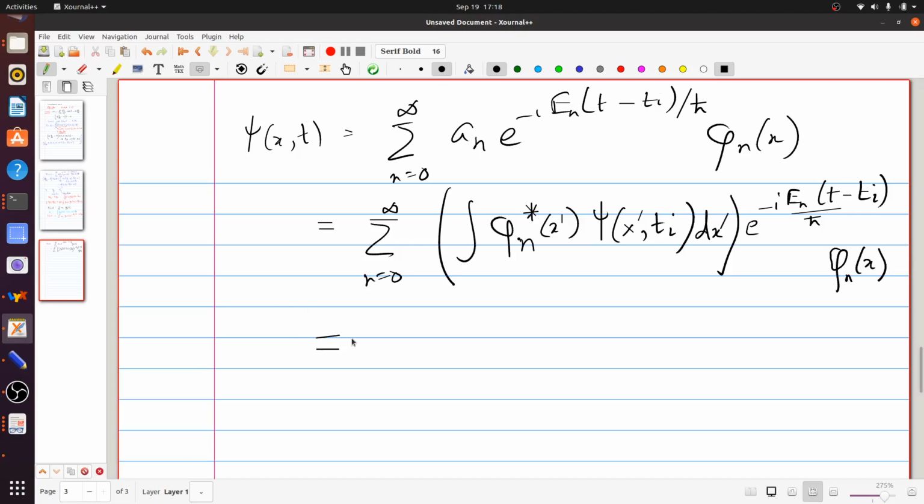Now what you can see is that we are very close to our final result. We need to be able to express psi(x, t) as psi(x prime, ti) times a function of (x, t; x prime, ti), integrated over all x prime. So all we have to do is interchange the order of the summation over n, which is being done last here, and the integration, which is being done first. If I do the integration after I do the summation, I end up with this result. Psi(x prime, ti) is independent of n, so it comes out of the sum, and so does dx prime. And inside the sum, what you are left with is this.